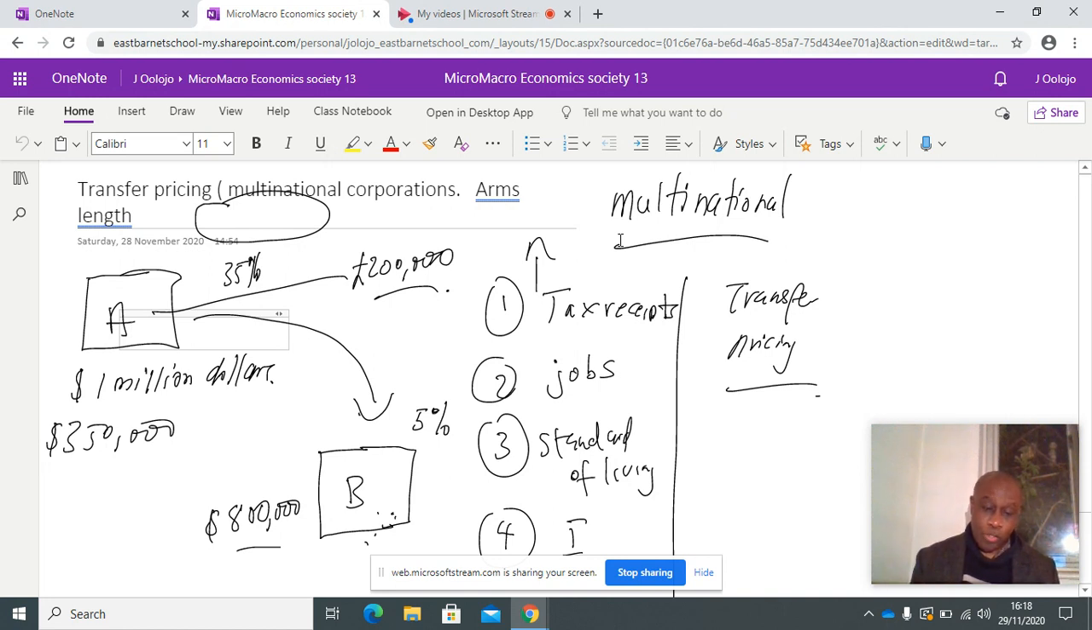Remember, one of the benefits is supposed to improve your budget deficit. But when you use transfer pricing, a lot of the proceeds is already taken out of the country. So that's one problem.